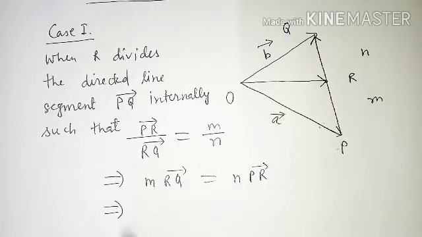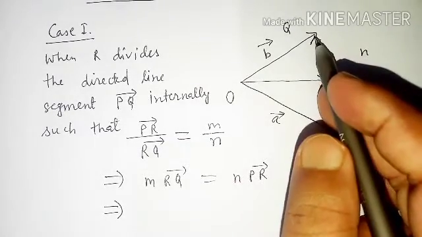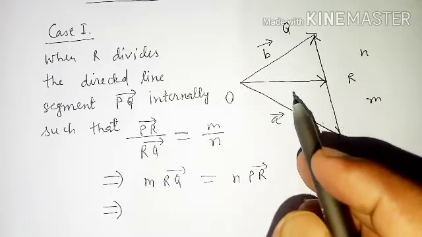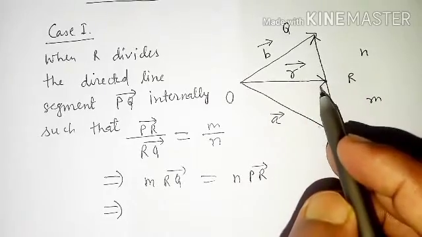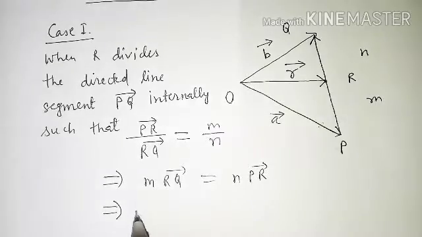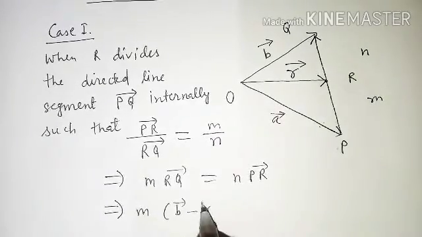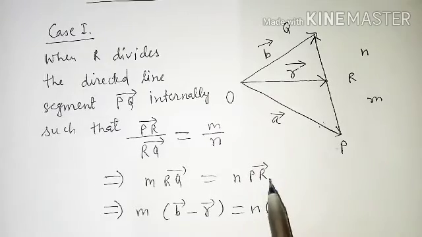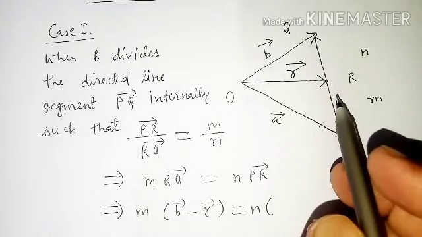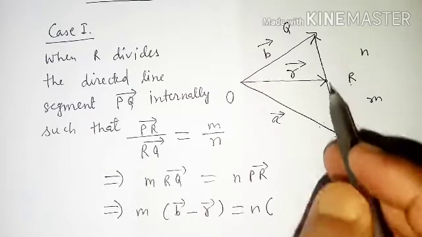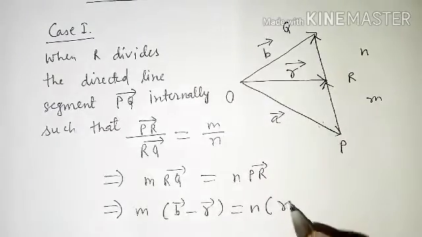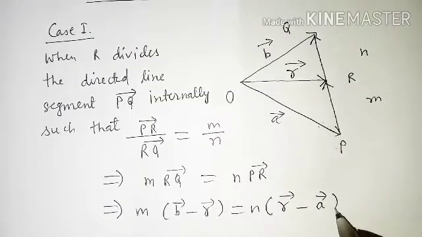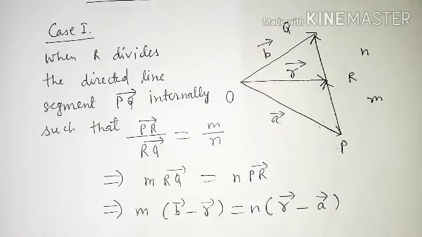Now from triangle law of vector addition, RQ can be written as, if vector OR is vector R, so RQ is vector B minus vector R, and vector PR will be vector R minus vector A. From here we get the value of vector R.